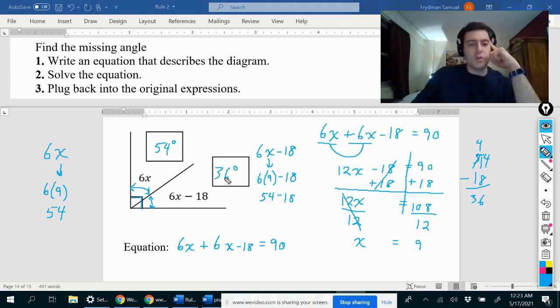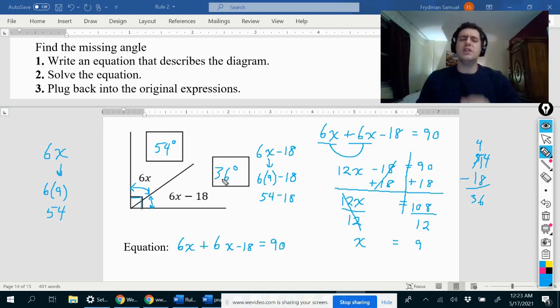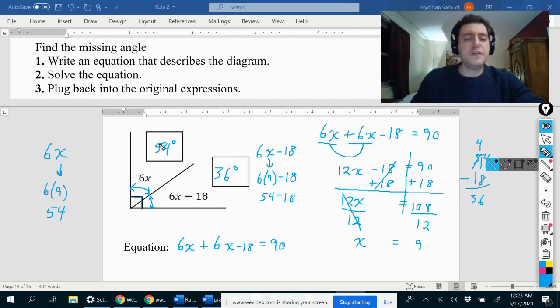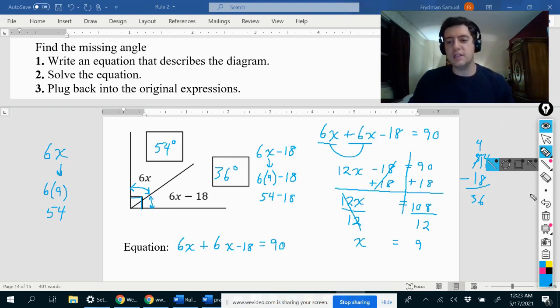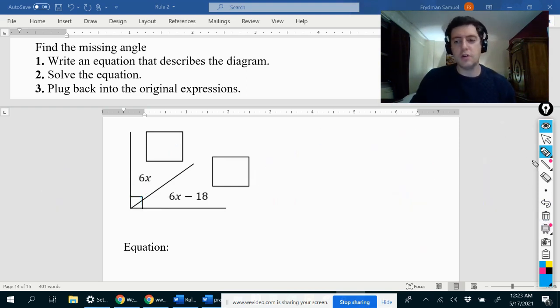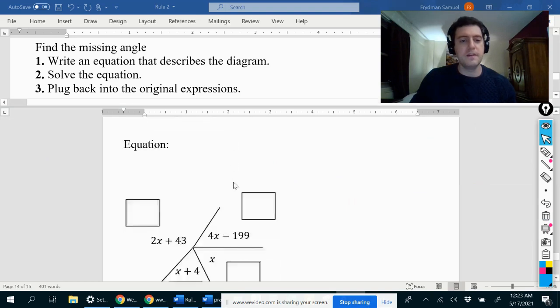Okay, does this seem like a reasonable answer? Well, 54 plus 36 is 90 degrees. Oh, actually, I think that's exactly the same example that I had in one of the other videos. So anyway, 54 plus 36 is 90. So it all makes sense because these two angles put together should be 90 degrees, right? Okay, so let's continue. We have 2 more problems to do.